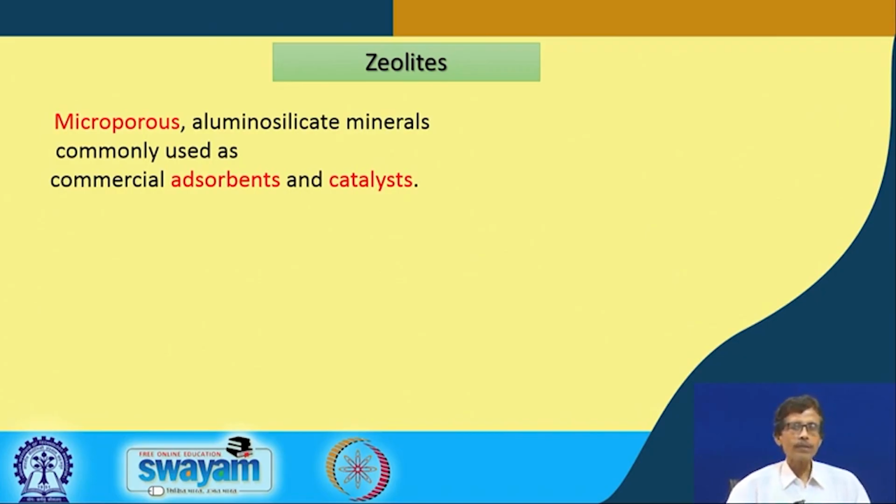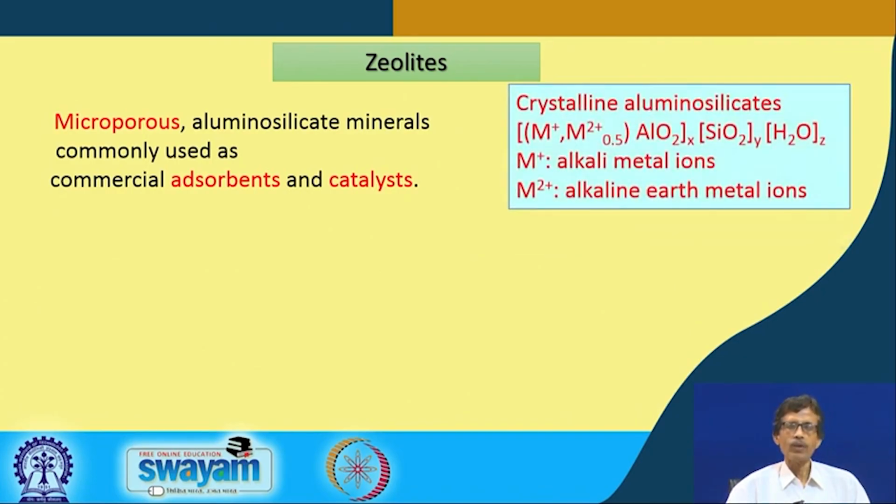So, these zeolites are therefore a very good variety, and they are typically aluminosilicates, and the formula of it is M, M2+ of half the amount, then Al2O3 of X times, then SiO2 of Y times, and water of Z times. So, that is the whole mixture we have.